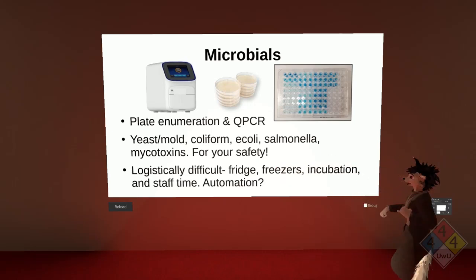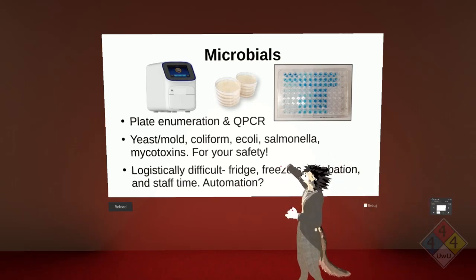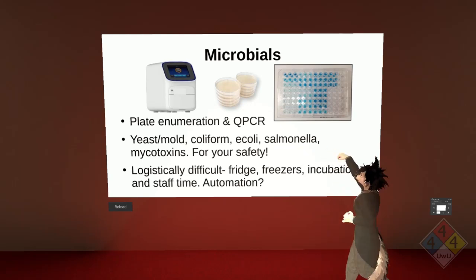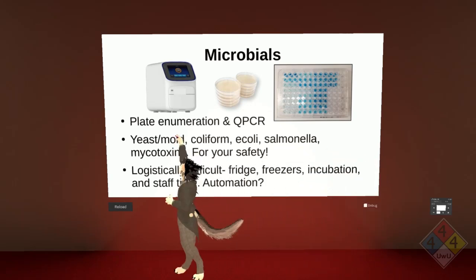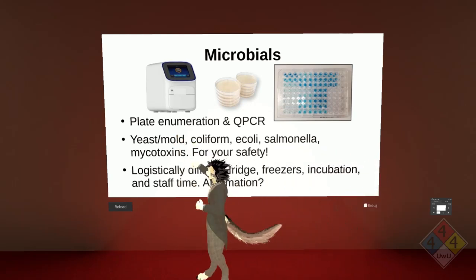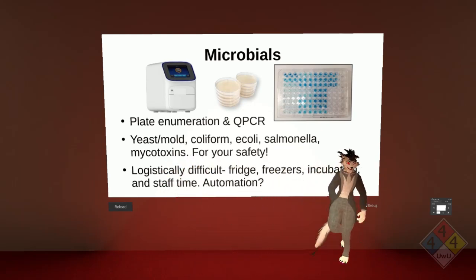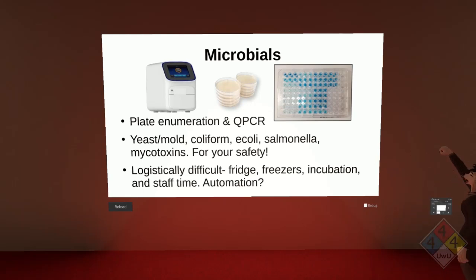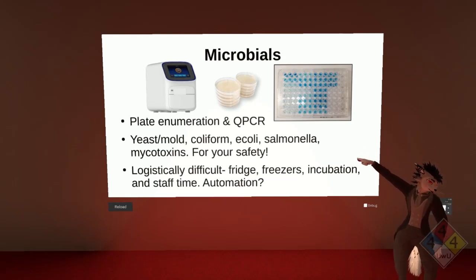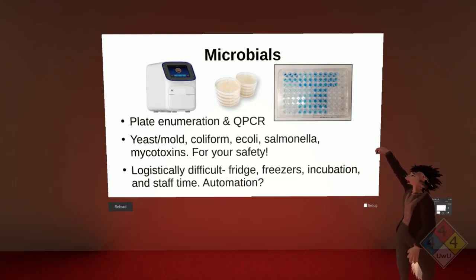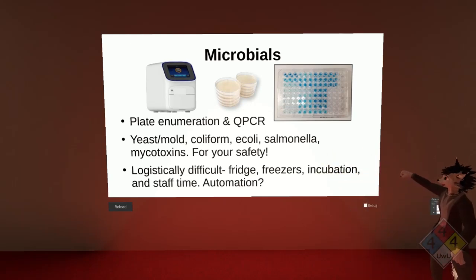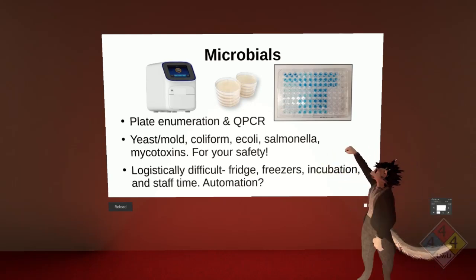But these are being used for yeast and mold, coliform, E. coli, salmonella, and mycotoxins. Yeast and mold, and I believe coliform, are done by plate enumeration, while E. coli and salmonella are done by qPCR. Mycotoxins are ideally done on LC systems and HPLC systems, or, no, those are on the LC triple quad system, sorry. But there is something called ELISA, oh wait, sorry, that's on the next slide.